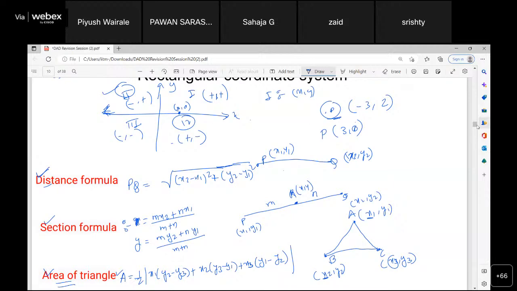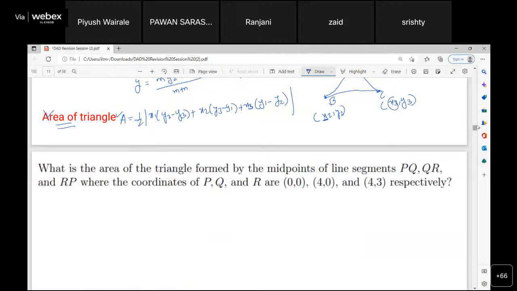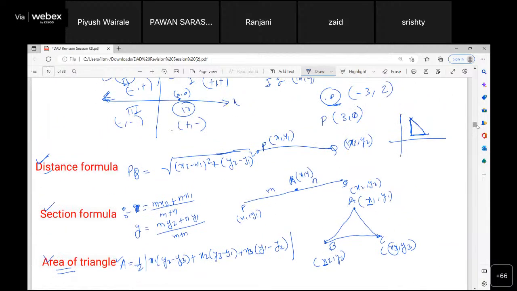Any doubt in this part? Since these coordinates are relatively easy to plot, you can see that the base is 4 and the height is 3. I think it can just be done with half base into height. We may not need this formula in this case, but for more complicated coordinates which are not along right angles, it may be needed. Even for a right angle we still need to take the differences to find this length and this length. It's already 4 and 3. Scroll down, we'll take that question, don't worry.